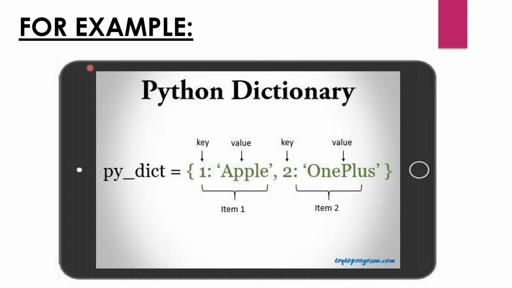For example, you can see here there is a Python dictionary. We have taken this variable equal to, then as you can see, this is one key and this is another key, 1 and 2, and they are separated by a comma, and each key and value is separated by a colon. As you can see, this is item 1 and this is item 2.